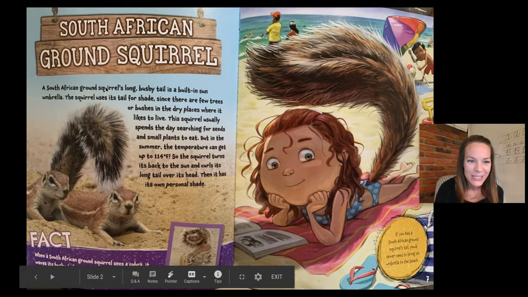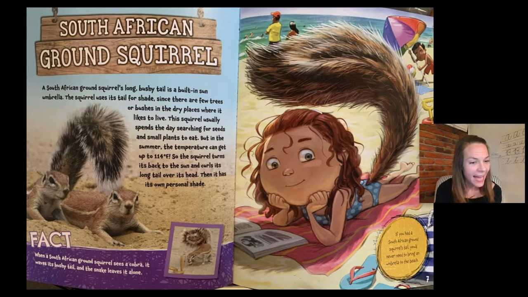And you can see the squirrel doing that in the picture over here. So over here at the bottom, it says, fact: when a South African ground squirrel sees a cobra, it waves its bushy tail and the snake leaves it alone. And then we have an illustration on the other page, and that says if you had a South African ground squirrel's tail, you'd never need to bring an umbrella to the beach.